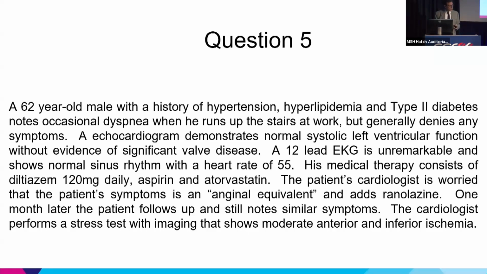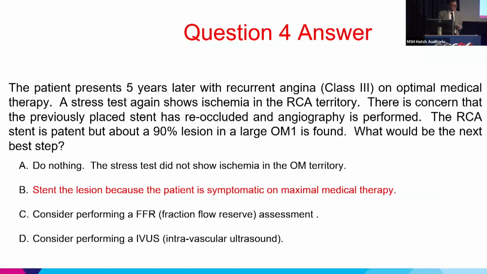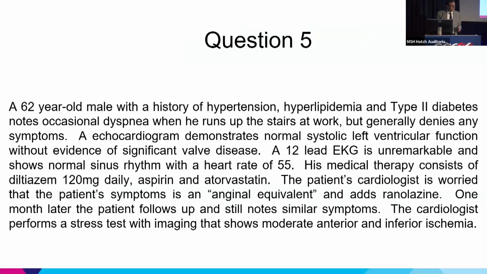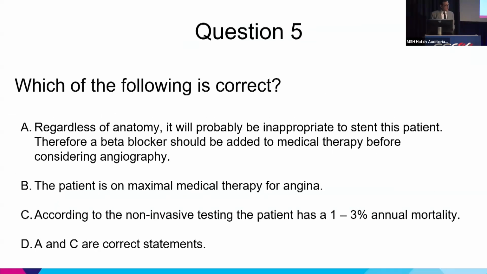A month later, the patient follows up and has similar symptoms. The cardiologist performs a stress test that shows moderate anterior and inferior ischemia. Which of the following is correct?